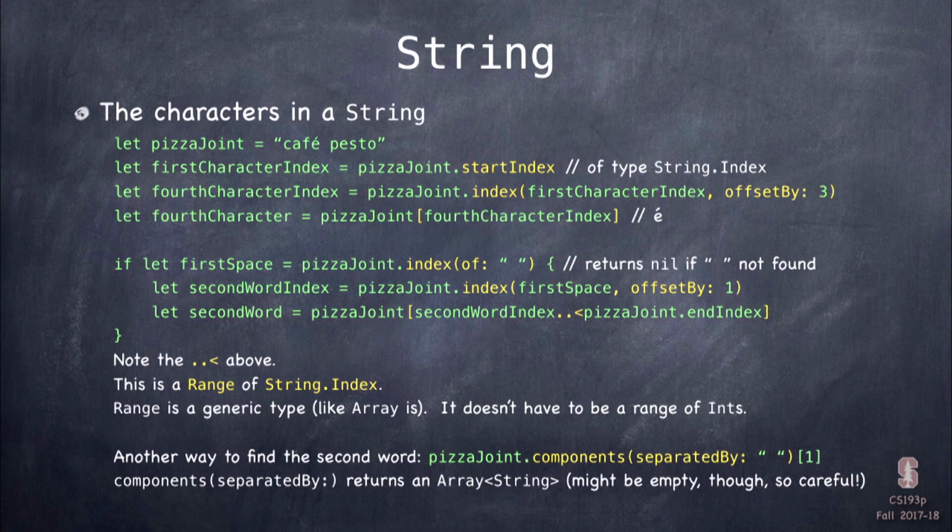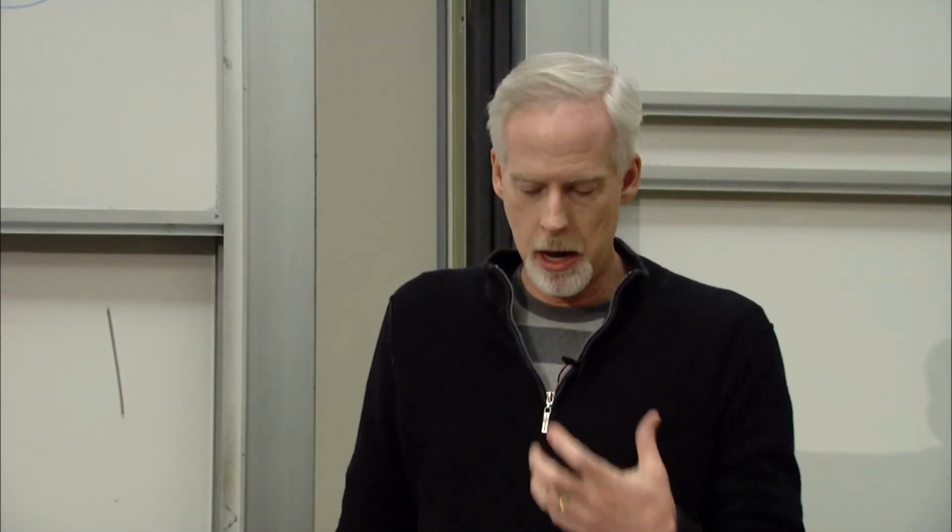By the way, another way to get the second word, and probably what we would use, is a more complicated method like components separated by. So components separated by is a collection method. You give it an element that would be in that collection, and it will create an array with all the elements grouped and separated by that thing. So this would give you an array of all the words separated by space. And then I would grab index 1, which would be the second word. So I'm showing you how to do the indexing directly, but a lot of times we use much higher level things in string.